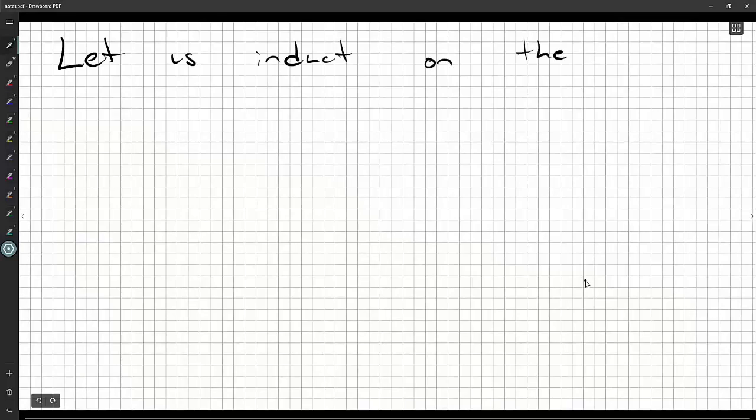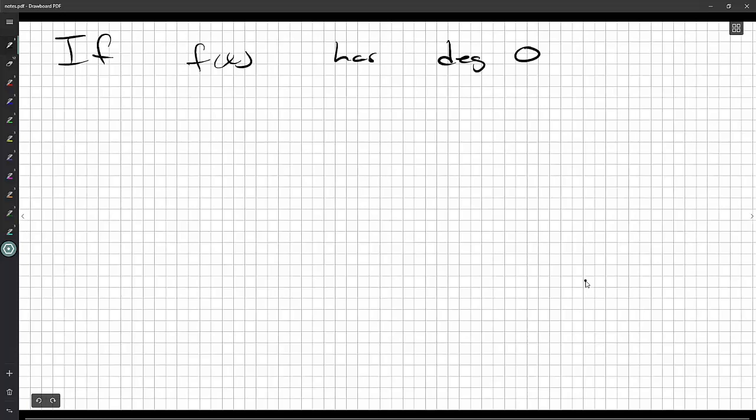And so, yeah, we should be able to, and that would pull the degree of f of x down by 2. So we might be able to induct on the degree. So first, let us say if f of x has degree 0, that is to say, then f is a constant.